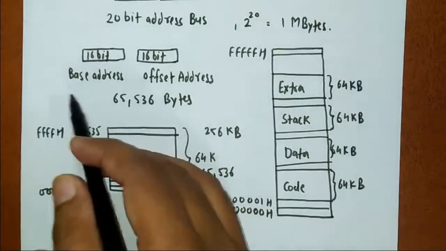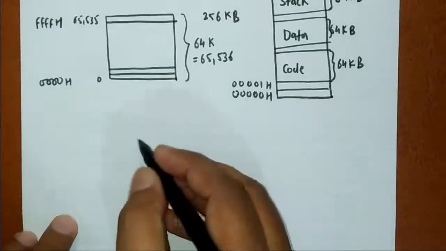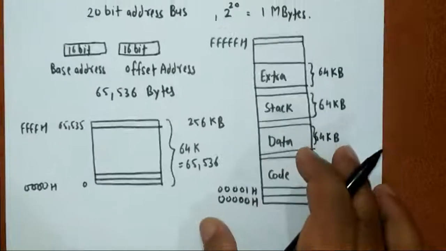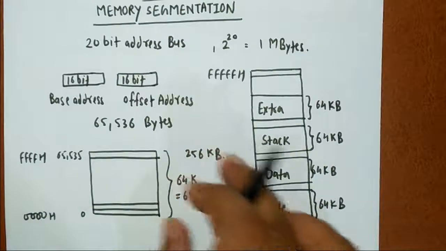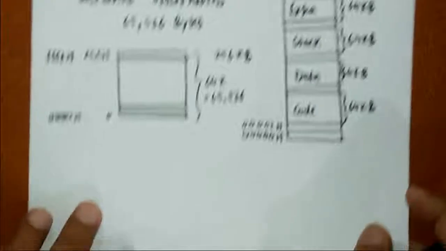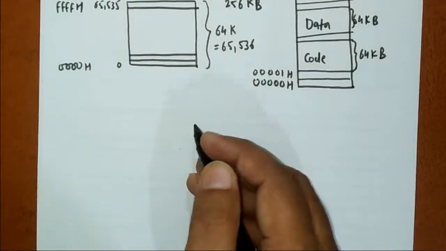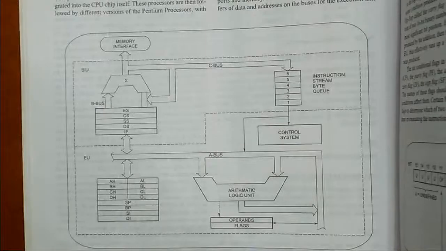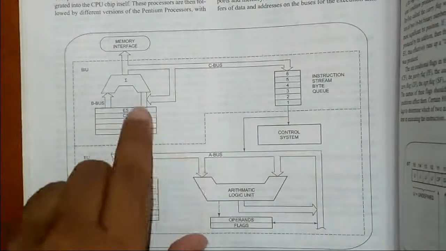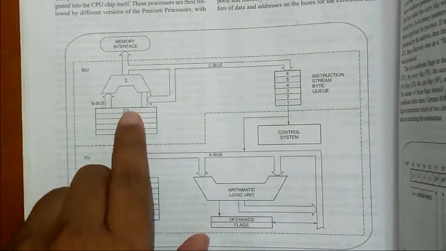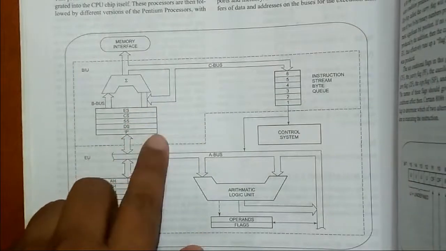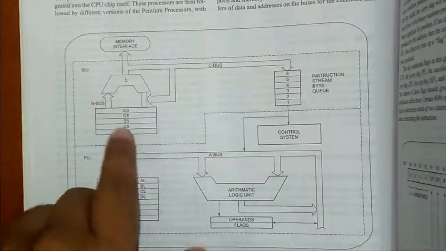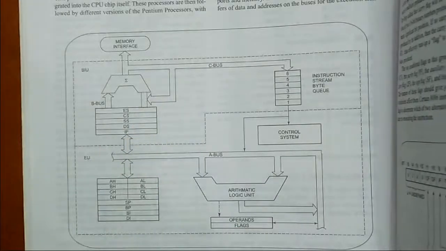Now what is the base address? You must know that in the architecture of the 8086 microprocessor there are two units. One is the bus interface unit, BIU, and the second one is the execution unit. In the bus interface unit there are certain registers. You can see here in the architecture, ES is the extra segment register, then the code segment register, stack segment register, data segment register, and instruction pointer. These registers are available in the bus interface unit.